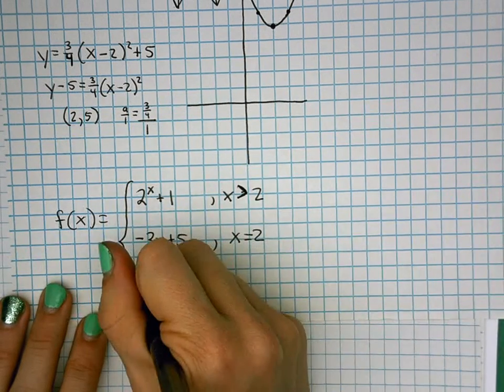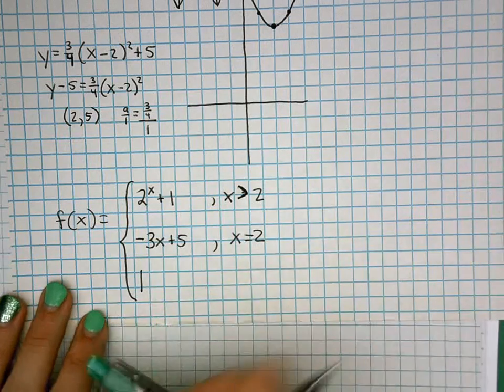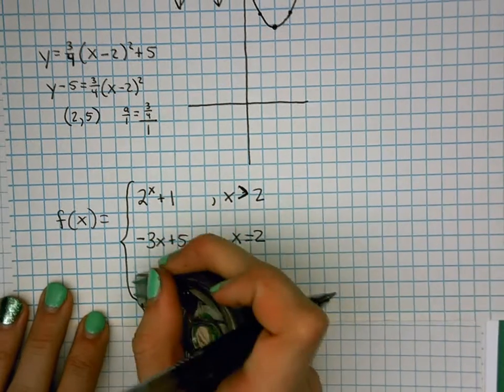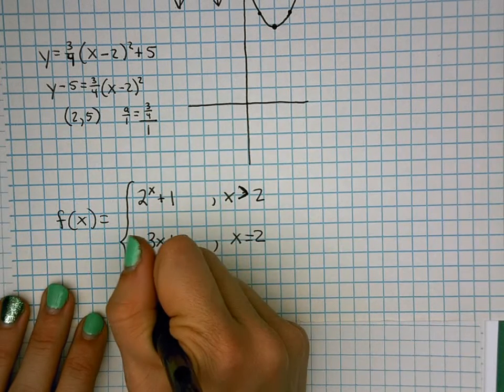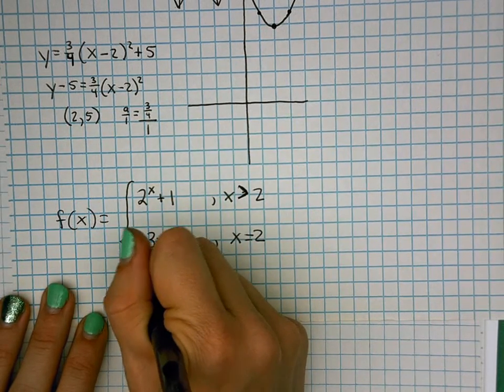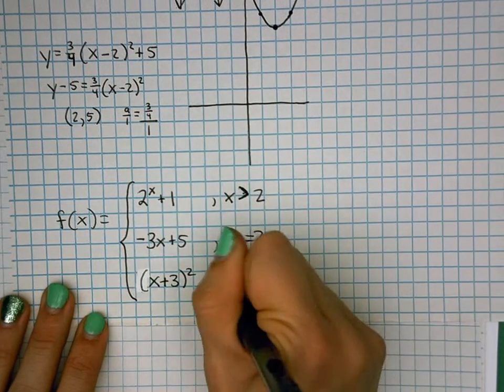Actually, we did an absolute value last time. Let me change this question just ever so slightly, give you a chance to practice something else. Let's do an x squared. We'll do x plus 3 squared when x is less than 2.